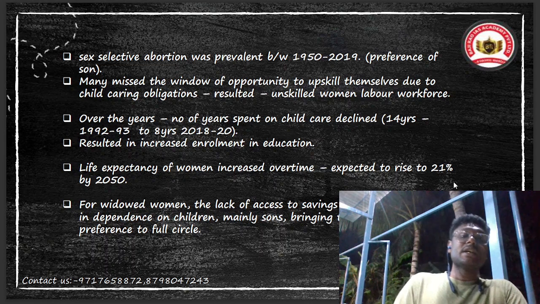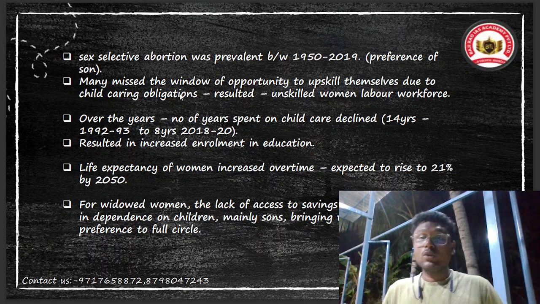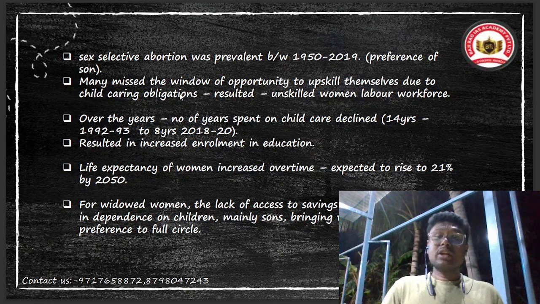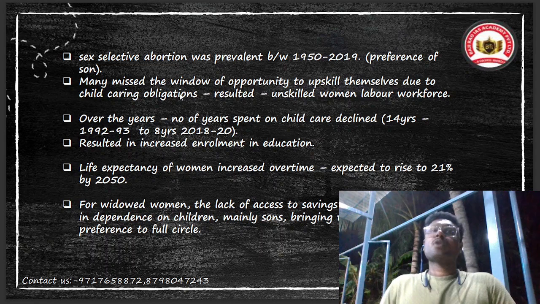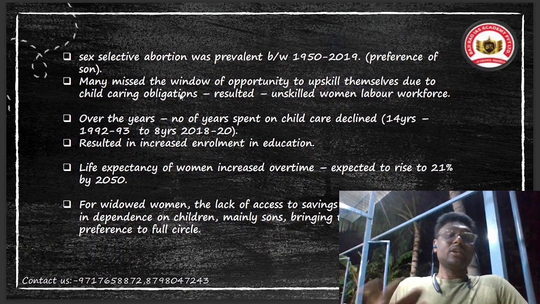If you see sex selective abortion, it was prevalent from 1950 to 2019. Actually, we give the technical term to this: son meta preference, because of patriarchal attitude. We have a patriarchal society. We prefer sons rather than daughters.